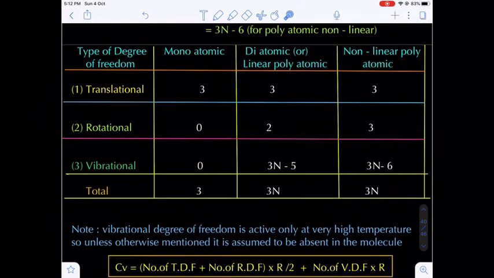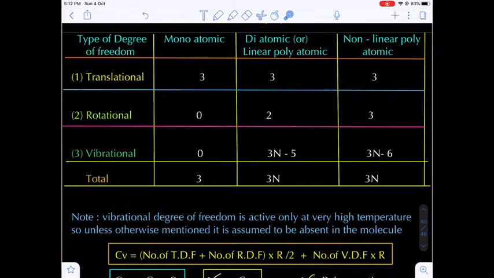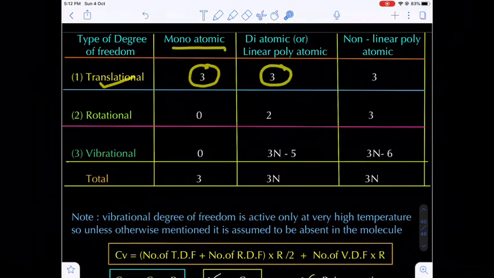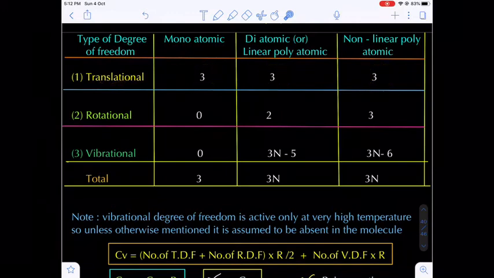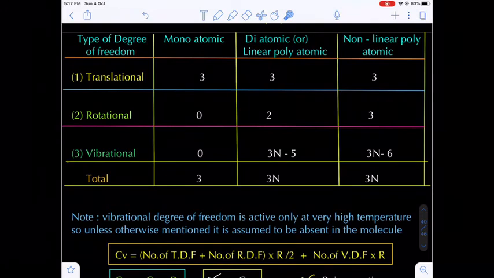Now here a table is given regarding the type of degree of freedom for monoatomic, diatomic and polyatomic gases. Number 1, I am taking the translational. For monoatomic gases, the number of translational degrees of freedom will be 3. For diatomic also 3. For non-linear polyatomic also 3. Now come to rotational. In case of monoatomic, there will be no rotational, no vibrational. Only the translational degree of freedom is available for monoatomic.